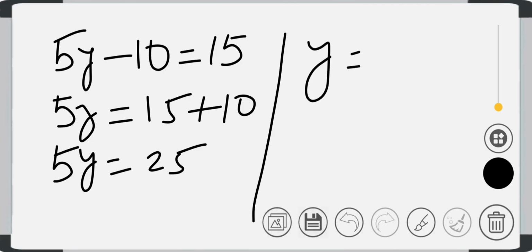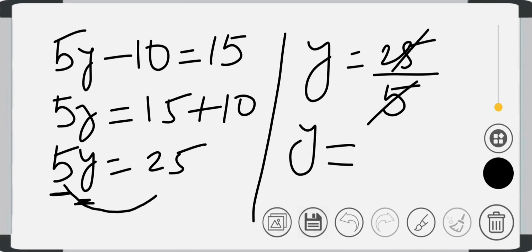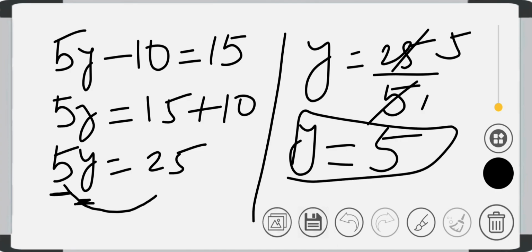y becomes 25 upon 5. Look, in 5y, this 5 is multiplying by y. So when we transfer 5 across the equal sign, the sign also changes. When something is multiplying, it divides, and when something is dividing, it multiplies. So it is vice versa. If it's positive, it's going to be negative on the other side of the equal sign. If it's negative, it's going to be positive on the other side. So y becomes 5, because 5 times 1 is 5 and 5 times 5 is 25. So we get the value of y, that is 5.